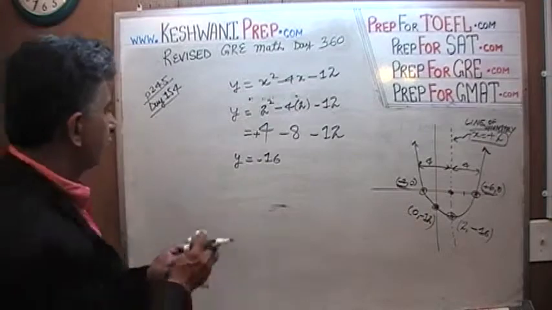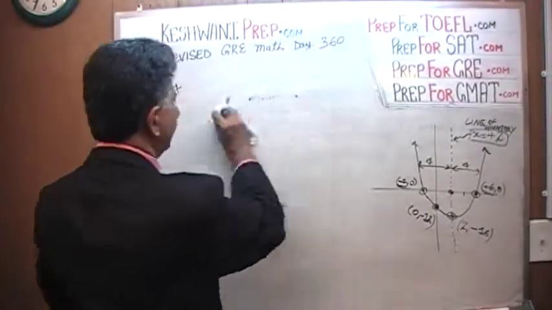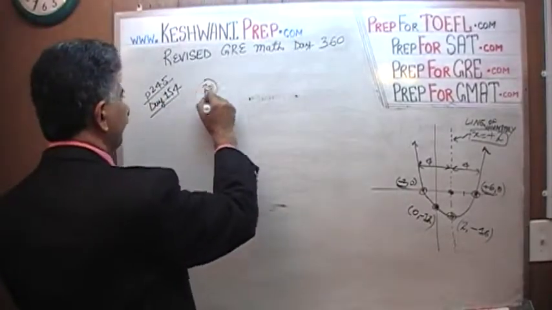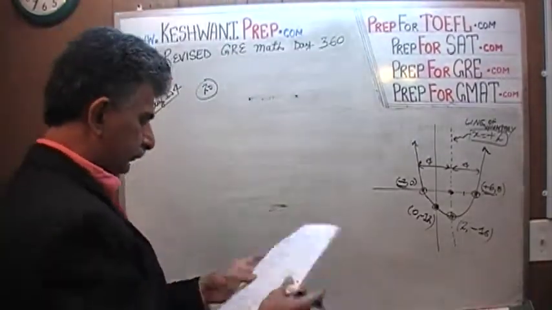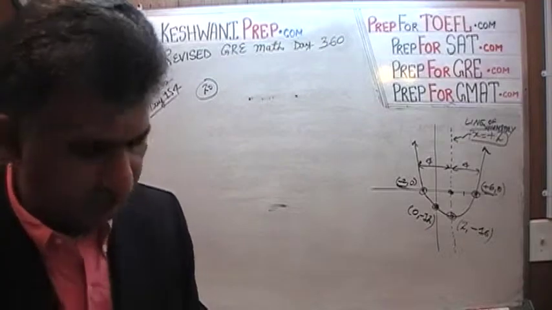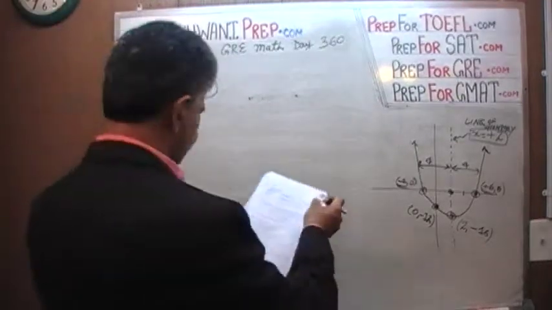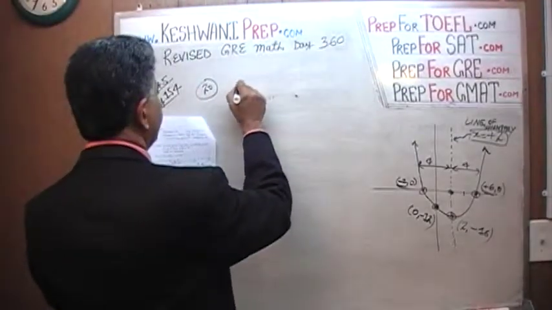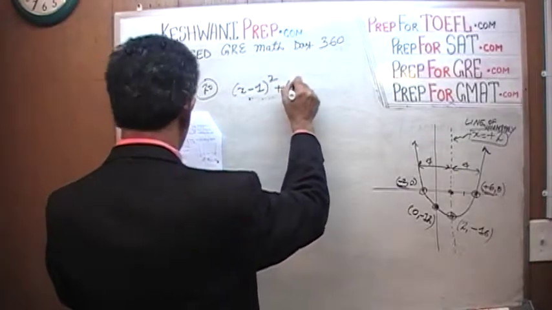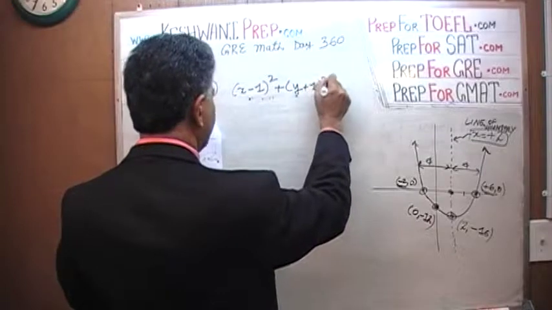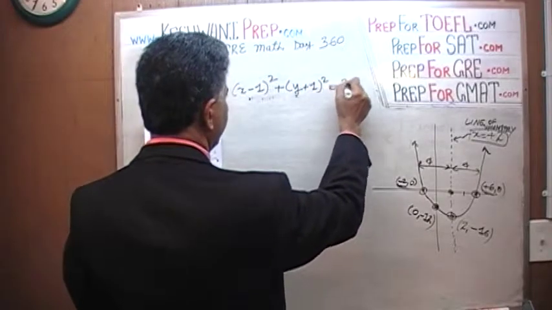Let's deal with circles. Number 20. Problem number 20, we are given an equation of the circle. We are told that (x minus 1) squared plus (y plus 1) squared has to equal 20.